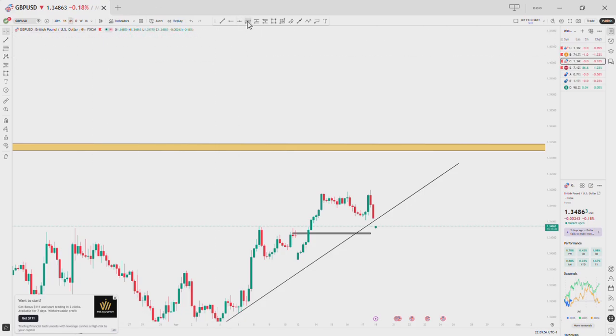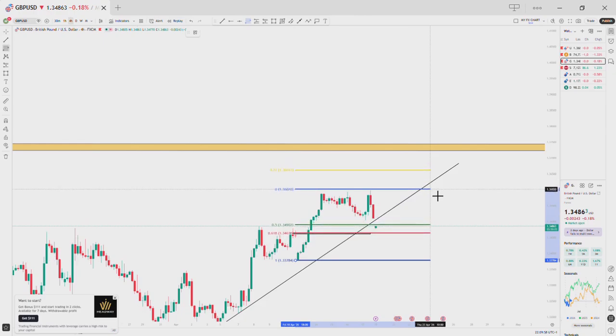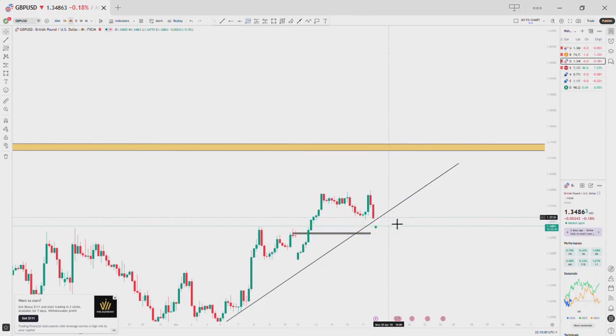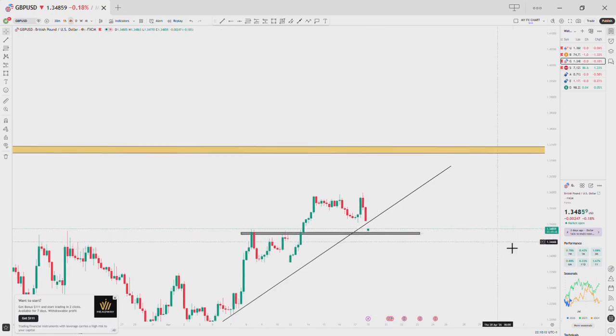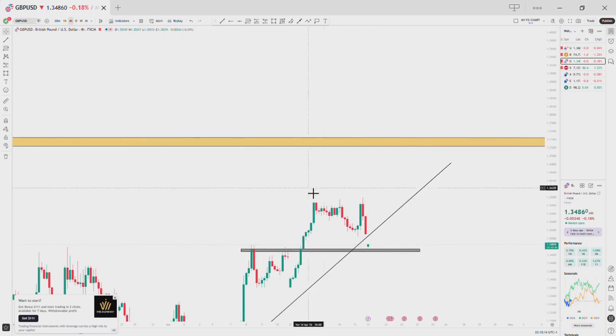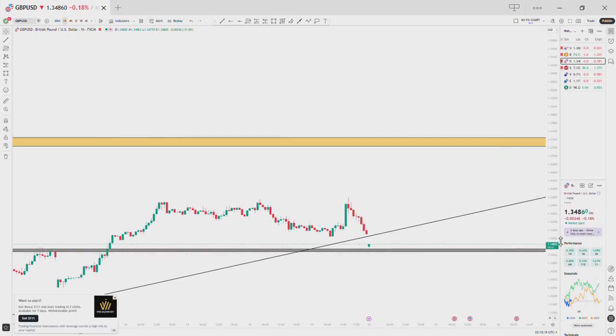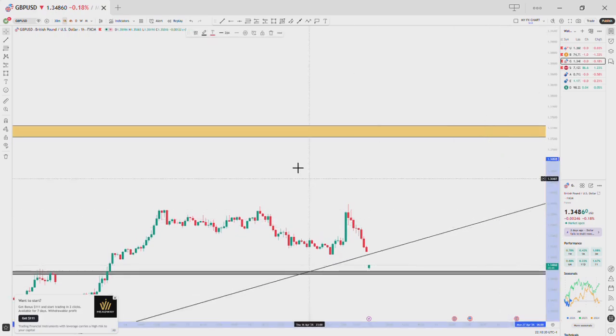Okay, let me see this Fibonacci from swing low to swing high. Good. So I'm still looking very much bullish on GBP USD. We have this demand zone playing out around here. Good, there's a demand zone here. So definitely GBP USD I should be looking bullish on for next week. Definitely. Let's take away this trend line.